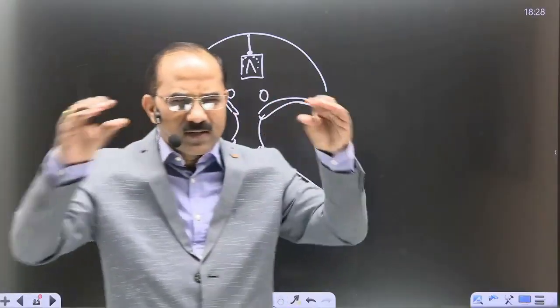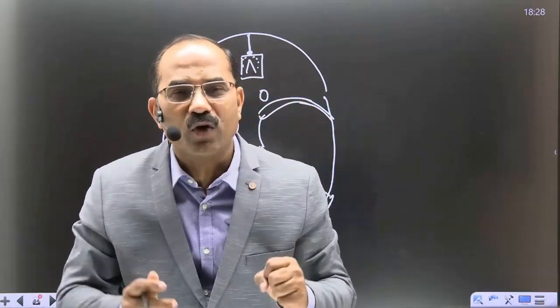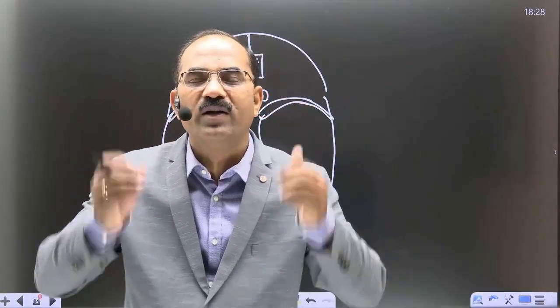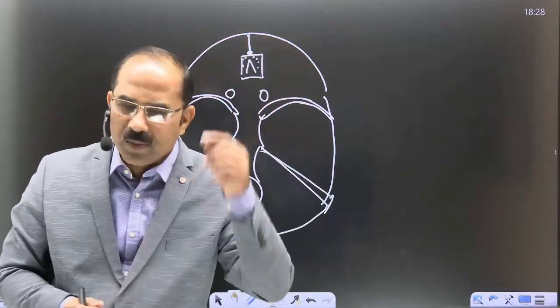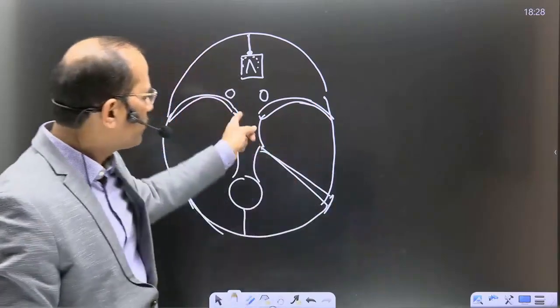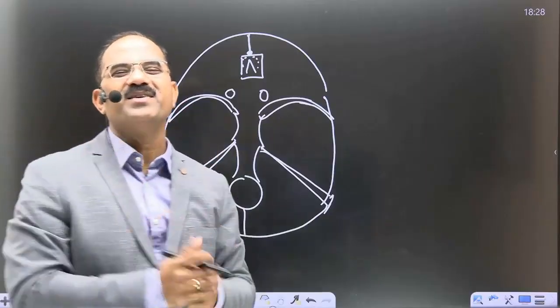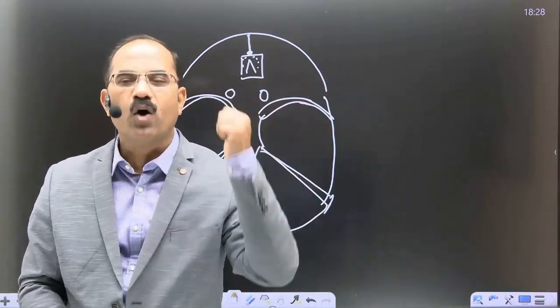So below the lesser wing of sphenoid, that's the superior orbital fissure. And if I look through the superior orbital fissure, what do I find in front? The orbit. And any structure going towards the orbit will pass through this fissure. That's the superior orbital fissure. Clear, students? So any structure from the skull, if it has to go to the orbit, it has to pass through the superior orbital fissure.